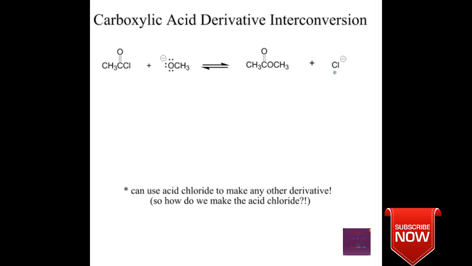Okay, now this mechanism is going to start with the acid chloride acting as my electrophile, the methoxide acting as my nucleophile, and it's going to add into the carbonyl. That's going to give me the following intermediate.